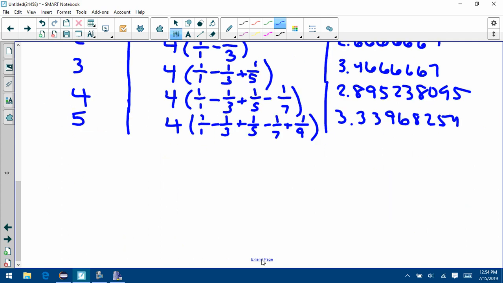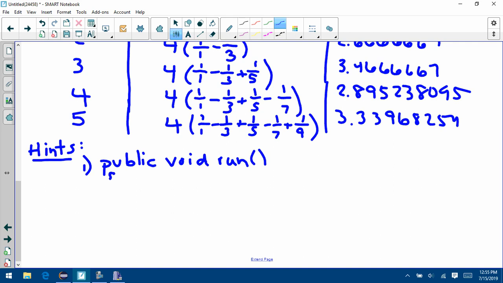Okay? A couple final notes here for you. I'm going to actually write the run method for you. So here's some hints. Public void run is going to look exactly like this. What do you always put first in your run method? Right, heading. So that's happening just like always. Put your usual program heading on.